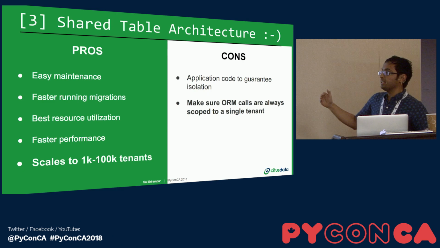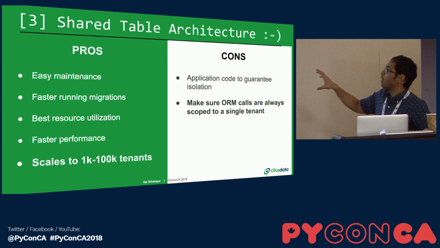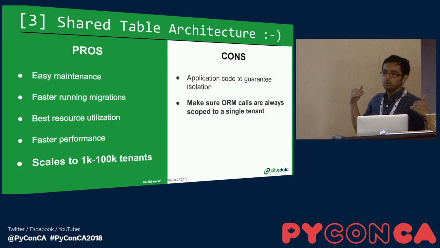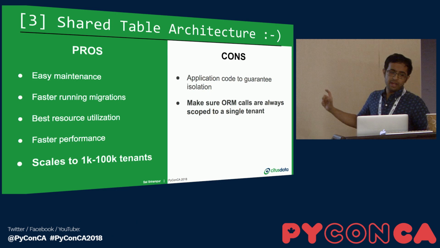This is what we have seen, that as your number of tenants increases from say thousands to hundreds of thousands, you see better performance and better scalability with this approach. But one con with this approach is the isolation story. You need to have your application code explicitly handle isolation. You need to make sure that all the ORM calls are always scoped to a single tenant. So this is one important thing which you need to take into consideration with the shared table architecture.